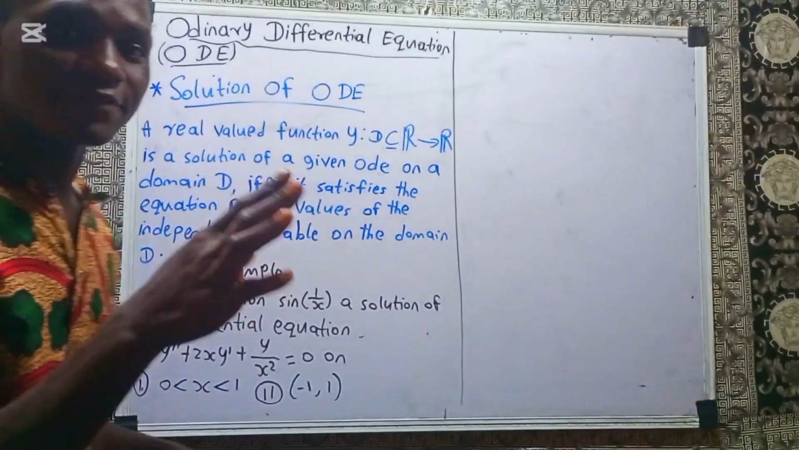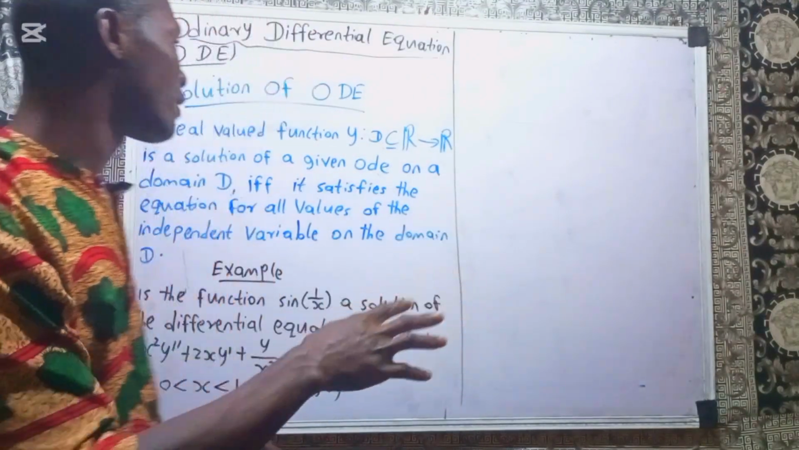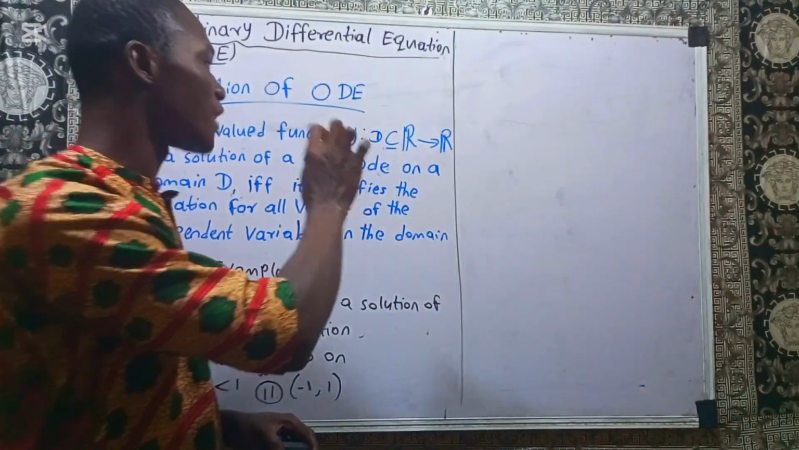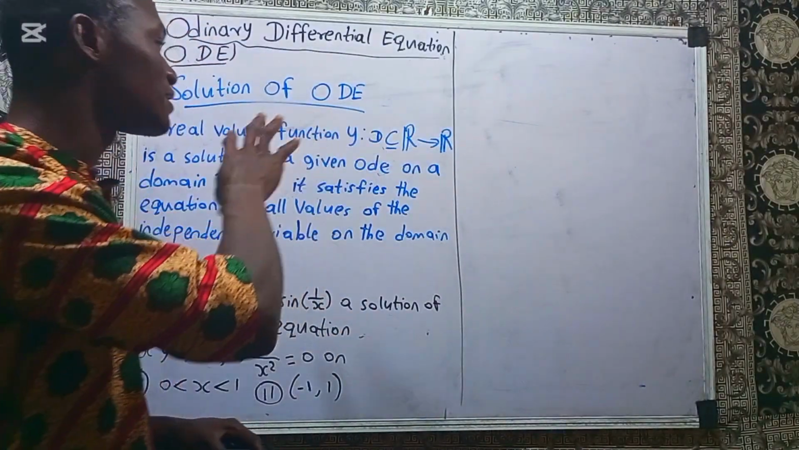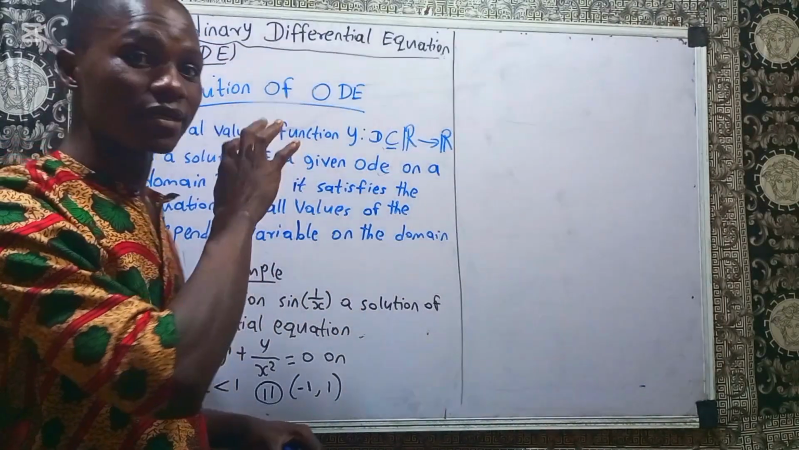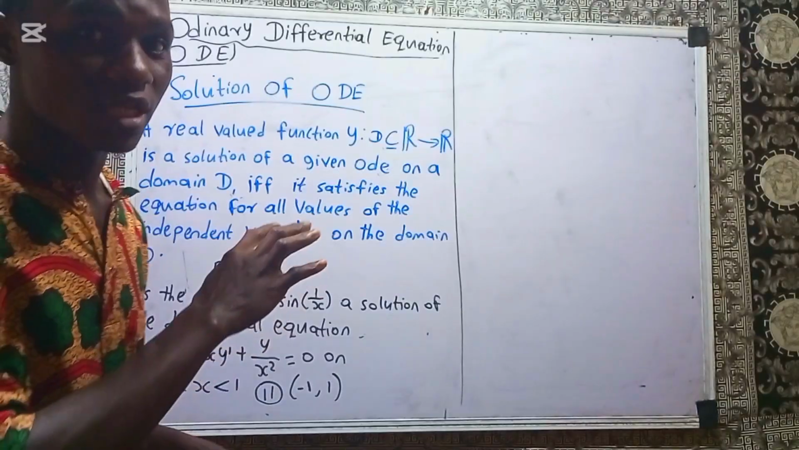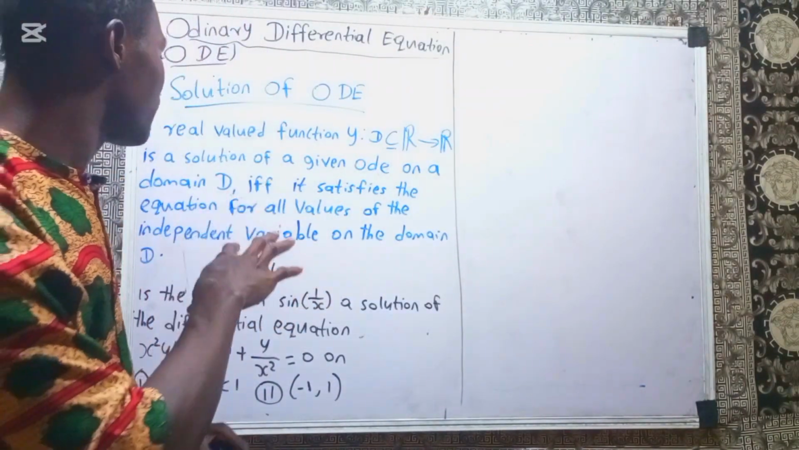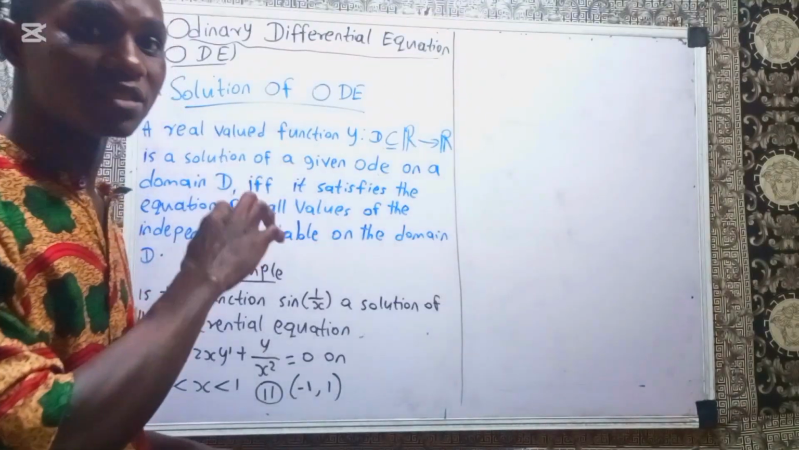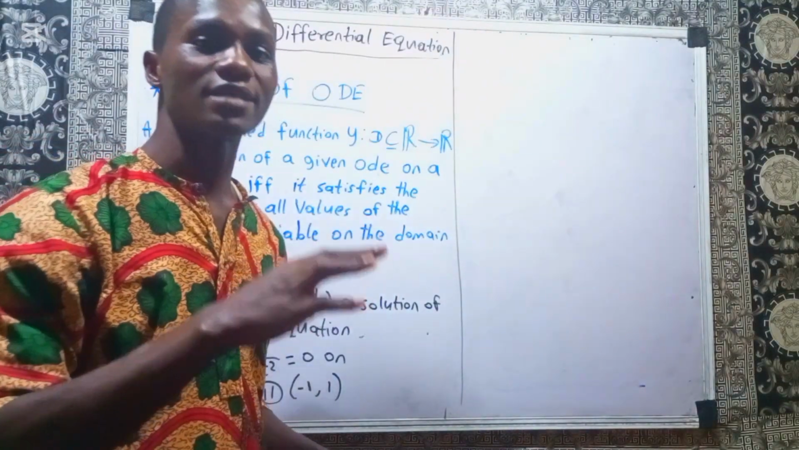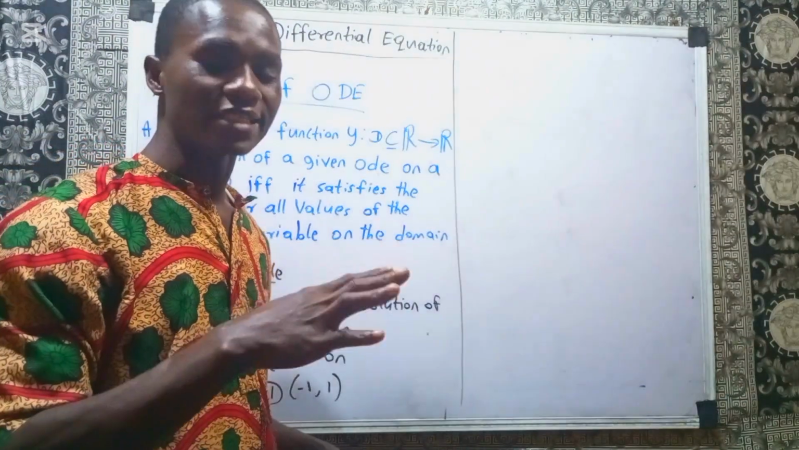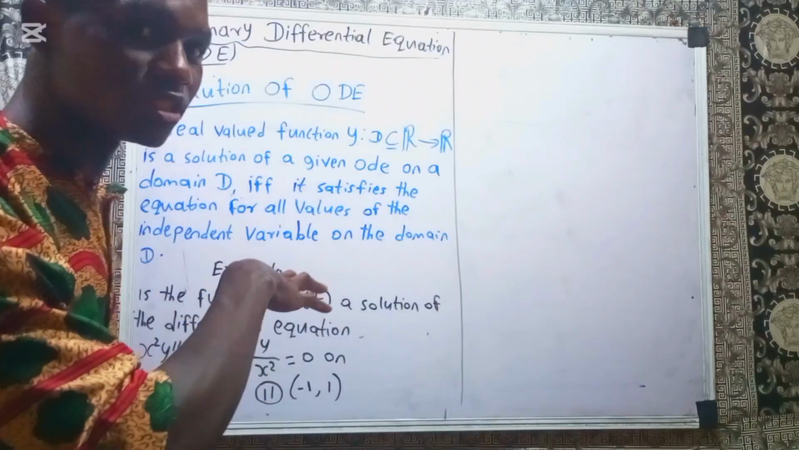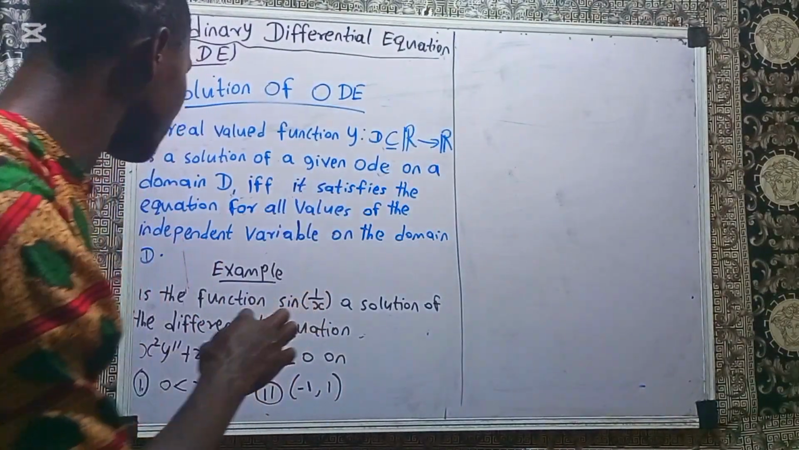So I have a real valued function which is defined on a domain D, which is a subset of real numbers, now whose values are real numbers. Then that real valued function is a solution to that given ODE if it satisfies that ODE at all points of what? The independent variable on the domain in which that function is defined.